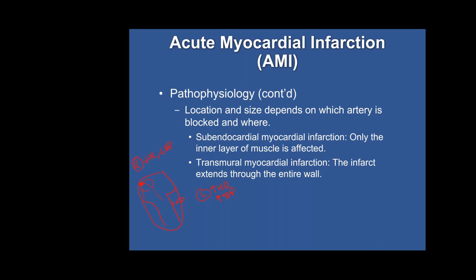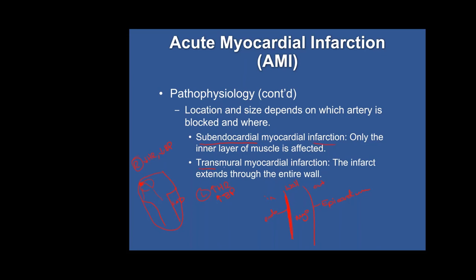So good. A few subcategories. They say a subendocardial myocardial infarction, where only the inner layer of muscle is affected. If we cut and looked at the wall of the heart, this is the outside and the inside, and we have our endocardium. Our myocardium is that big thick muscle layer. And then the outer layer is our epicardium, right? So subendocardial is saying the infarction is happening on that endocardial layer, just that inner lining layer is where the infarction is occurring.